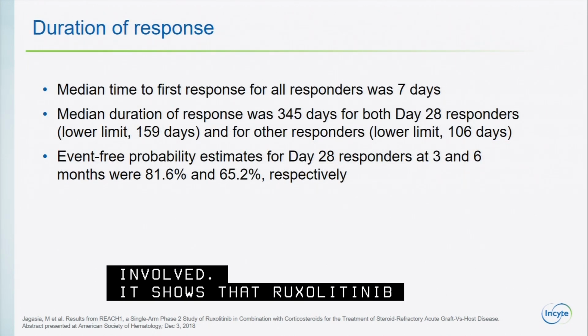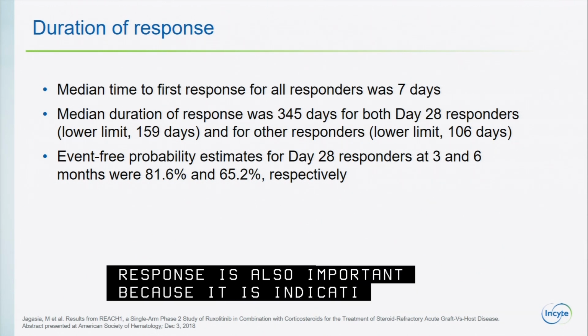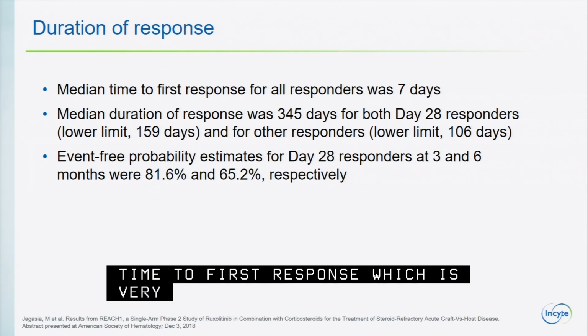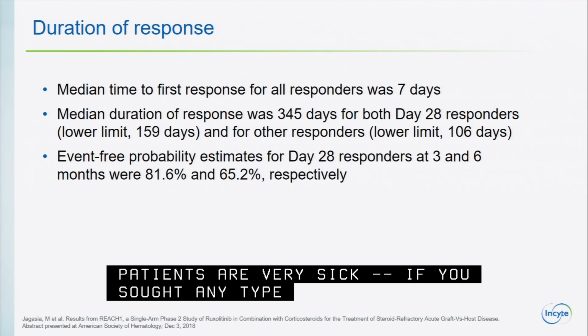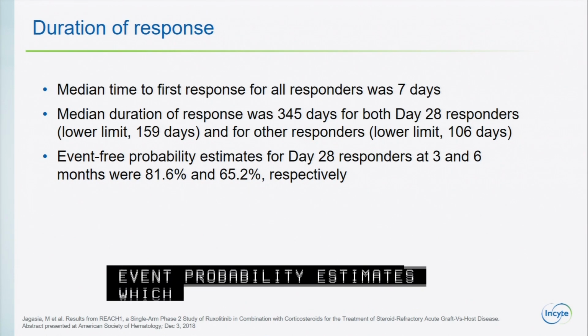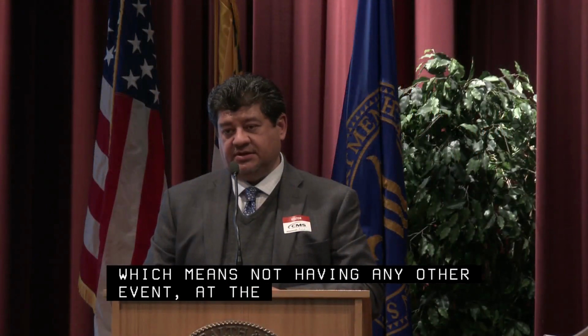Duration of response is also very important because it's indicative of long-term outcomes. We saw in the study the median time to first response, which is very important since these patients are very sick, was as early as 7 days. With the median duration of that response, meaning that if you saw any type of partial, very good partial, or complete response, you were able to maintain that response up to 345 days. Event probability estimates, which basically means that you're not having any other event, at the 3-month duration of treatment was almost 82%, and at 6 months, 65.2%.